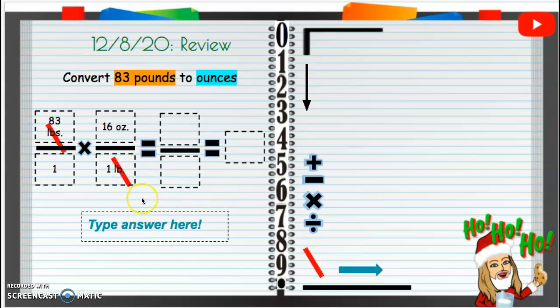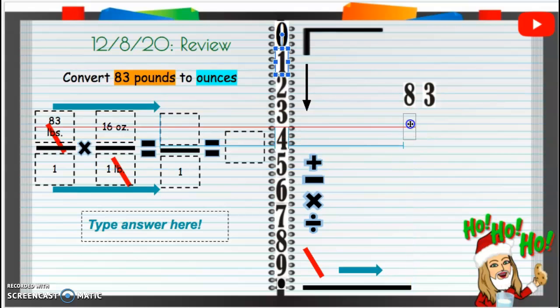1, remember? Now we have 83 times 16 on the top in our numerator, and then we have 1 times 1 in our denominator. So 1 times 1 in our denominator, that's easy peasy, we get 1. Now let's do some multiplication here. 83 times 16. Let's multiply.